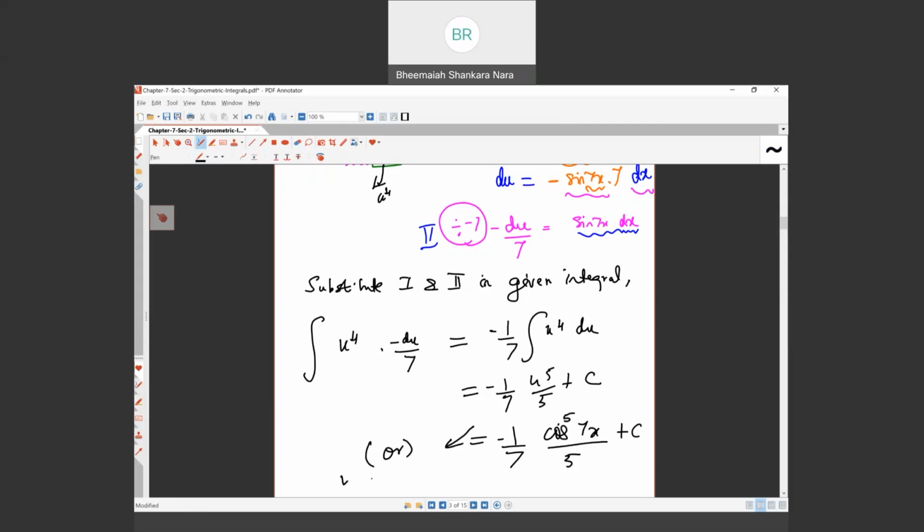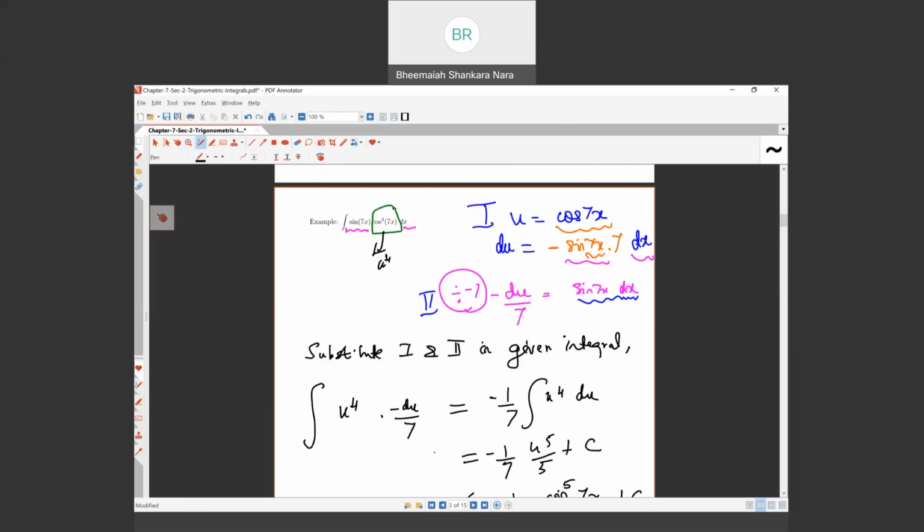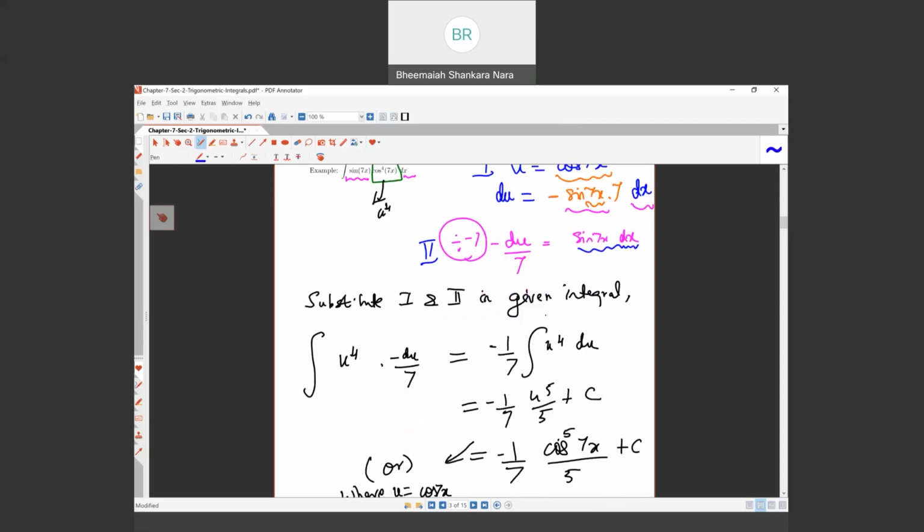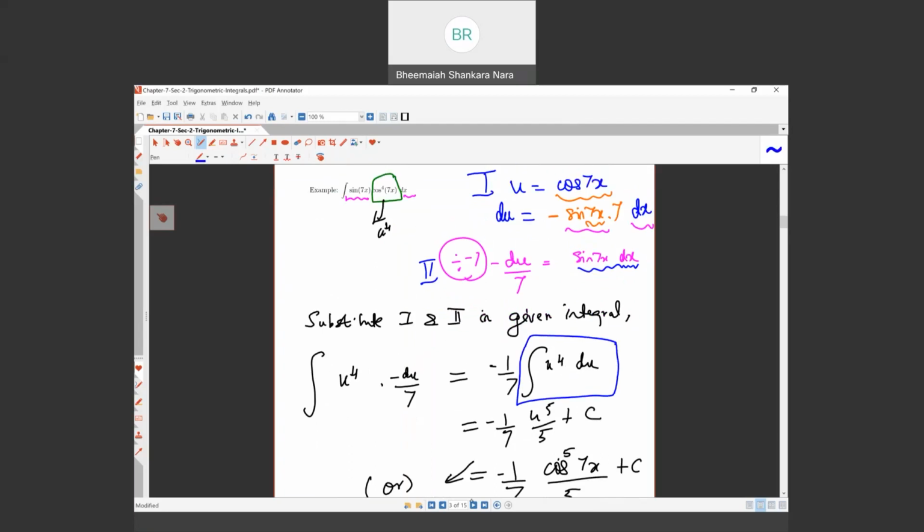If you don't want to plug in, you can write where u equal to cosine 7x. This was the substitution we made in the starting. So all you do is find the best substitution, derive it, plug it back into the given integral. Sine 7x cosine to the 4 of 7x was very messy, you could not integrate it. But when we use the substitution, the problem reduces to a very simple integral, which is integration of u to the 4 du. This is very simple and easy to integrate, rather than integrating sine 7x times cosine to the 4 of 7x. So the best substitution makes the problem much easier.